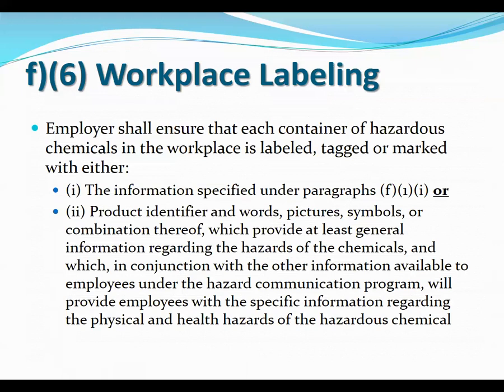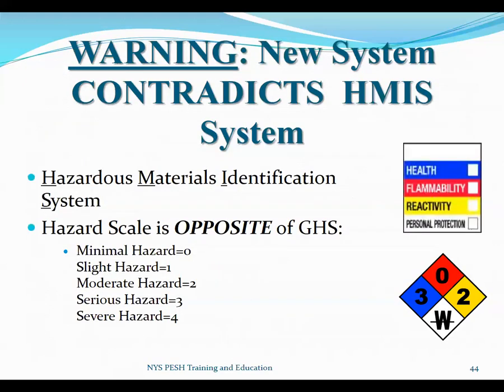Workplace labeling, I just went over these. Employers shall ensure that each container of hazardous chemical in the workplace is labeled, tagged, or marked with either the information specified under paragraph F1I, we just went over that, or product identifier and words, pictures, symbols, or combination thereof, which provide at least general information regarding the hazards of the chemicals, and which, in conjunction with other information available, i.e. SDSs, to employees under the Hazard Communication Program, will provide employees with the specific information regarding the physical and health hazards of the hazardous chemical.